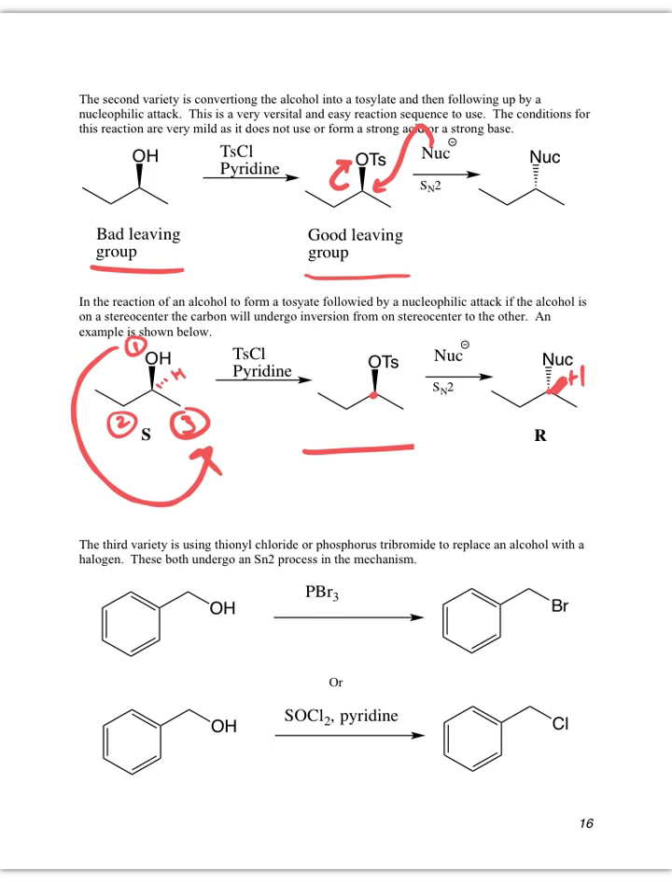The third way we can do this is either with PBr3, phosphorus tribromide, or thionyl chloride, and these both undergo an SN2 type process in the mechanism, so they work best on primary alcohols. They replace the alcohol with the halogen, and now we've turned the alcohol, which was a bad leaving group, into a good leaving group.